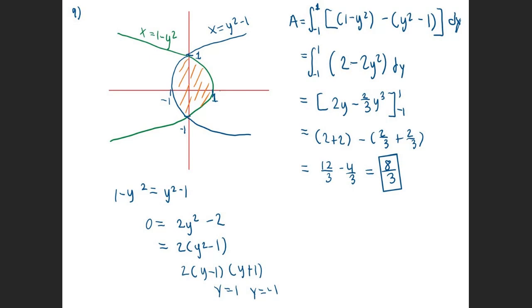Okay, let's see. So you evaluate 2y at 1 and -1. So minus minus becomes plus. So that's why you have 2 plus 2. Minus minus becomes plus. So great. Looks great. Beautiful work. Anybody has any question?